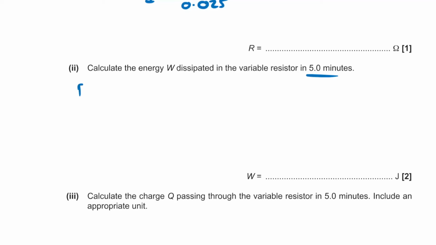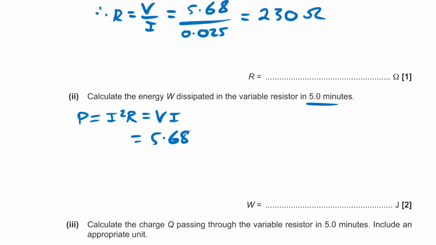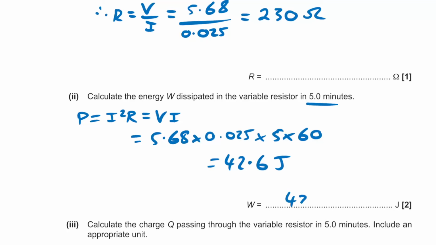So obviously we want power first of all. Variable resistor, we know that P is equal to I squared R. We could of course go with VI. We could go with V squared over R. We have all of these things. Tell you what, let's go with VI. Why not? So we have 5.68 times 0.025, so in other words, divide by 40 this time. And well, that's power, but then in order to turn it into energy, we need to times by time. So times by 5 lots of 60, because it has to be in seconds, doesn't it? So 5.68 times that, and that gives us 42.6 joules. Let's go with 43 joules.